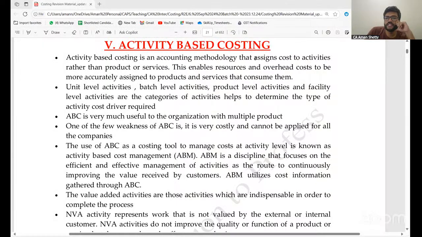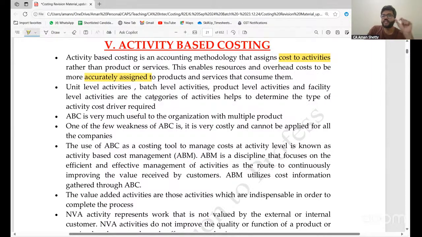So, with that, let's straight away get into the material. Activity based costing, ABC, is an accounting methodology that assigns cost to activities rather than product or services. This enables resources and overhead costs to be more accurately assigned to products and services that consume them. So what are the different level activities? Unit level activities, batch level activities, product level, and facility level. You remember, all of you?